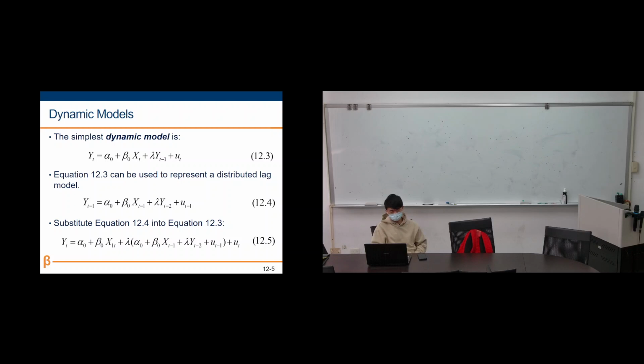So y t, if I choose t, becomes t minus 1. So I shift every t: then t minus 1 becomes t minus 2, and this t becomes t minus 1, and this u t becomes u t minus 1. But here, I have to say something.